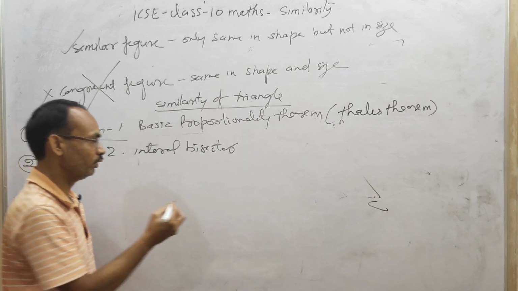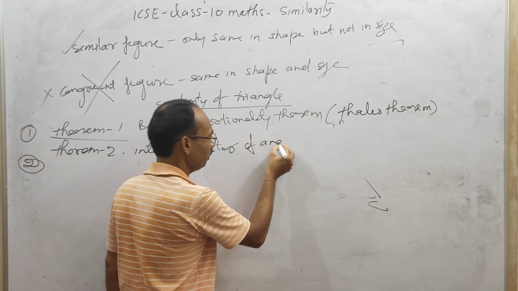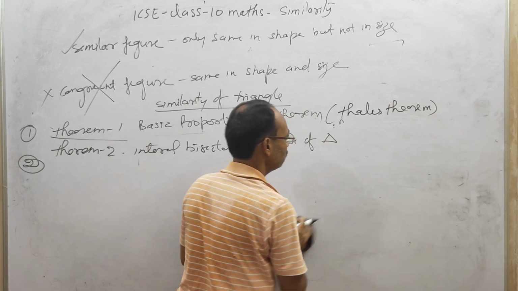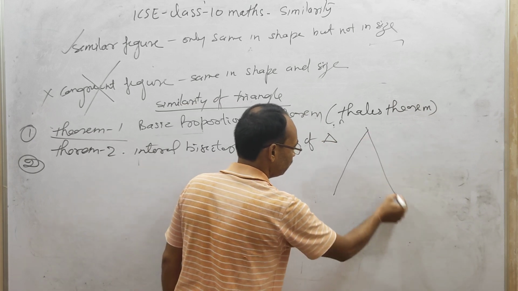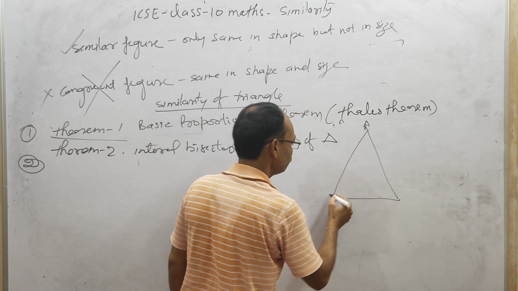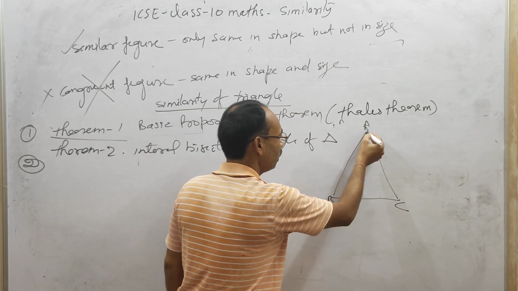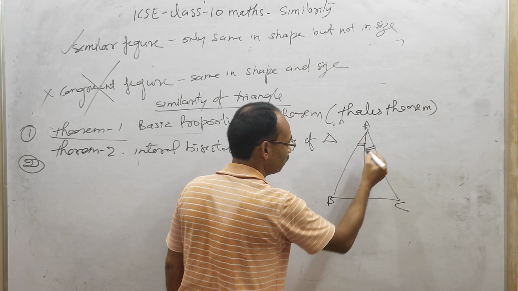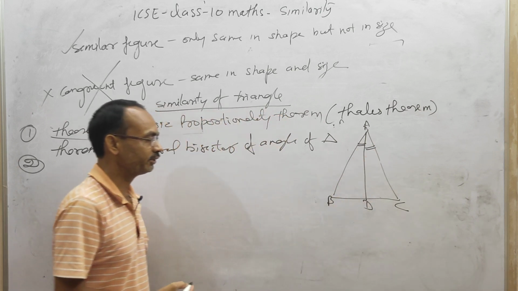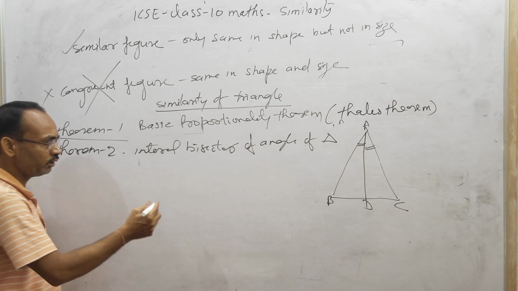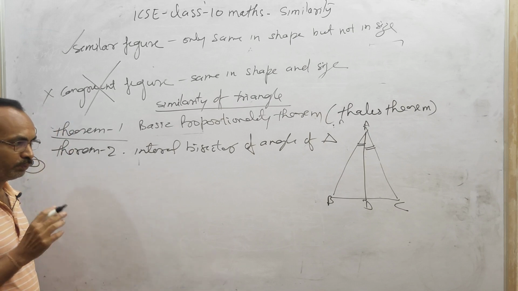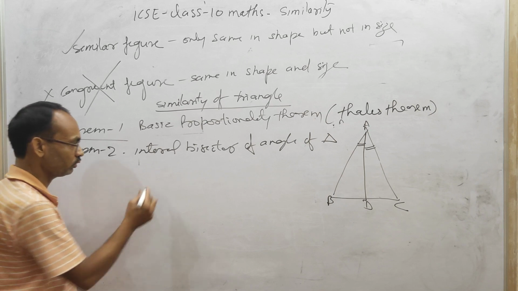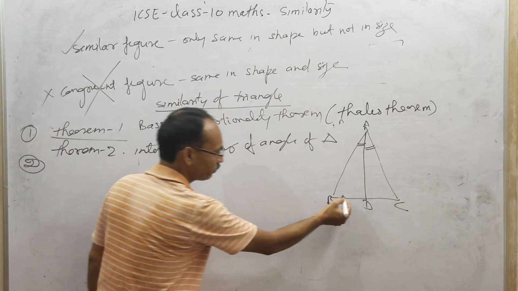Internal bisector of angle of a triangle. If there is a triangle ABC and a bisector, I mean this angle is equal to this angle, is cut at D, then BD upon DC is equal to AB upon AC.